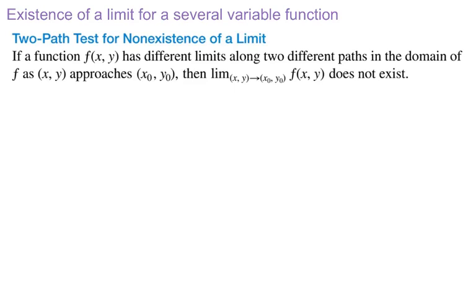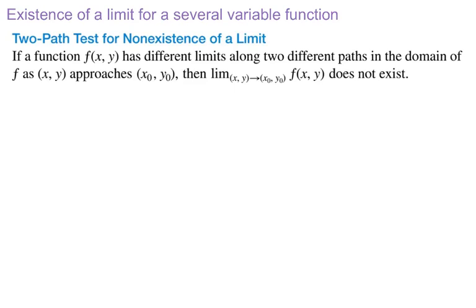And I know I've mentioned this previously in one of our former videos, but I just want to impress upon you again this two-path test for non-existence of a limit. So if a function has different limits along two different paths in the domain of the function, as some point on that disk approaches the specified point, then the limit doesn't exist.